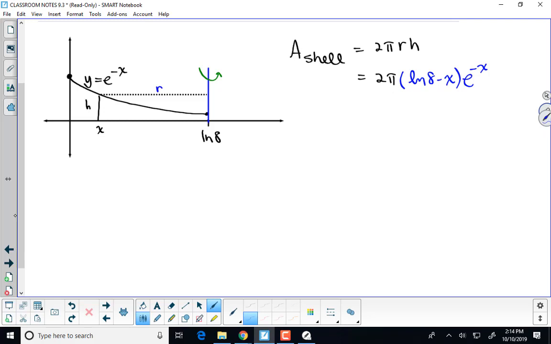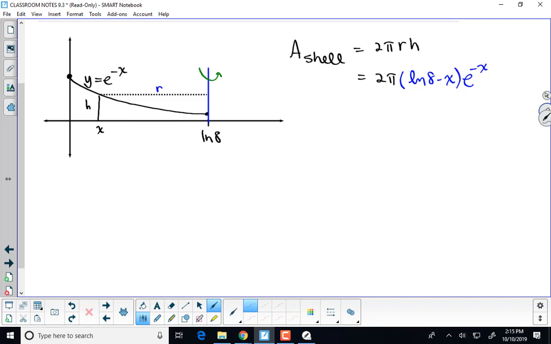Yeah, that's right. Yes? I've always been confused on how to figure out what if it was on the left side of the y-axis that we're rotating about? It's still right minus left? Still right minus left. So if we have this right here, and we're rotating about, say, negative 2, then our radius is right there.